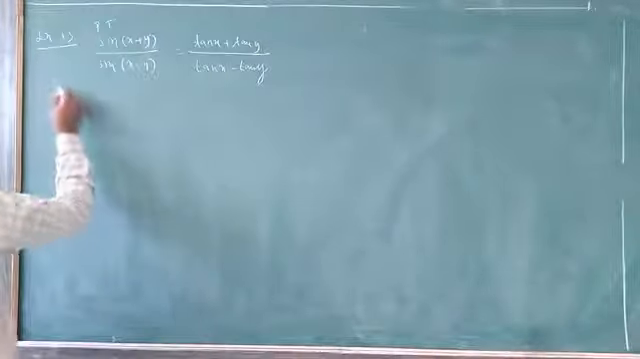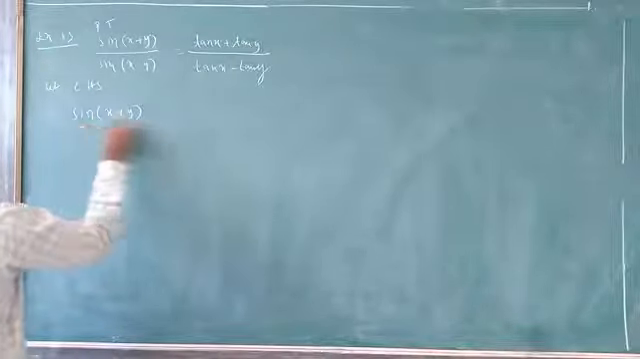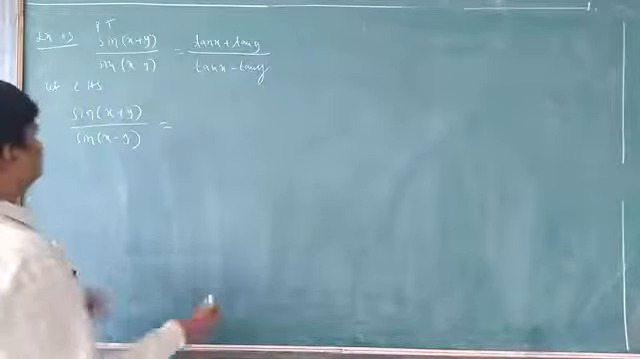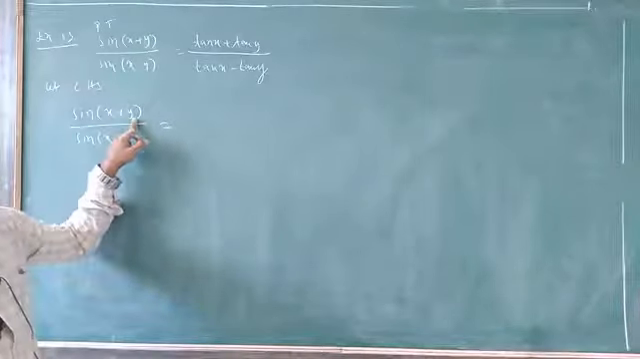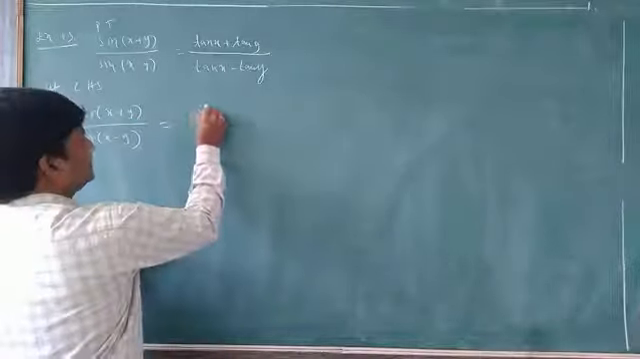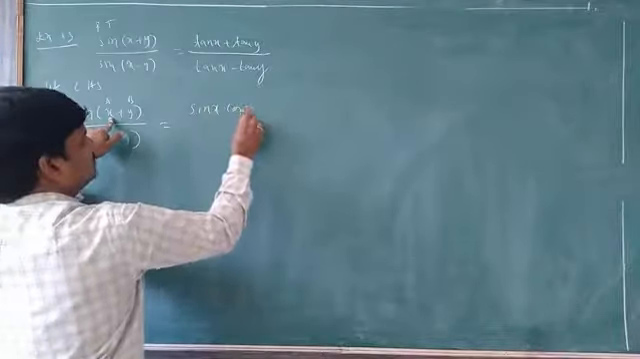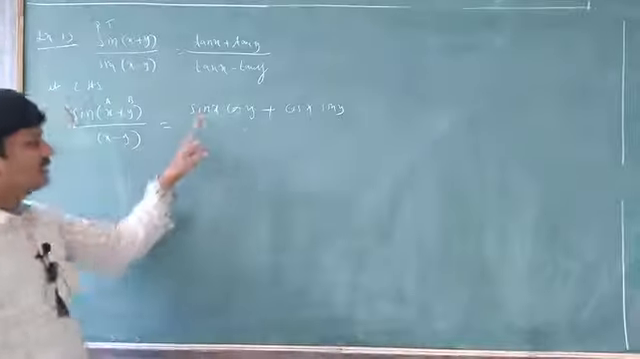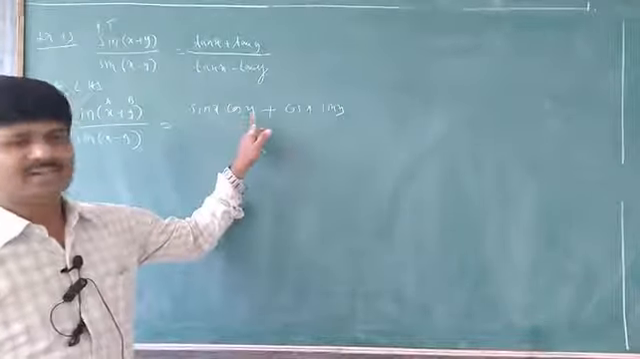Let LHS be sin of (x plus y) by sin of (x minus y). Sin of x plus y, that means in which form is it? Sin of a plus b form. So sin of a plus b, what is the formula? Sin a cos b plus cos a sin b. A means x here, B means y.